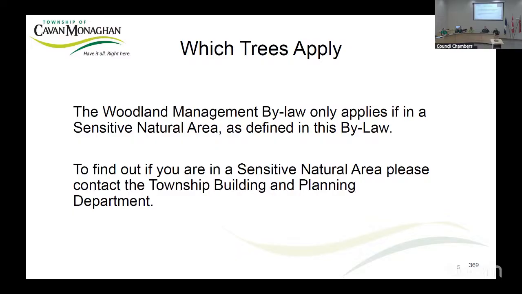So here we have which trees apply. The woodland management bylaw only applies if you're in a sensitive natural area as defined by the bylaw. The bylaw defines it as if you're in a wetland area, if you're in the natural heritage system, really just the green areas on the map. We do have those mapped out in the official plan, but rather than asking people to review the official plan and do it on their own, we ask them to contact the building and planning department, and we'll go through a review with you.